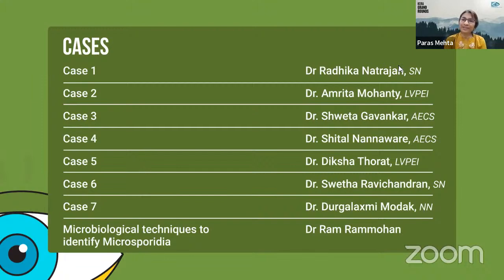We all know that corneal microsporidiosis behaves many a time such that we cannot differentiate it, at times, from disciform viral keratitis or some peripheral ulcerative keratitis. So it is going to be a very interesting session today.